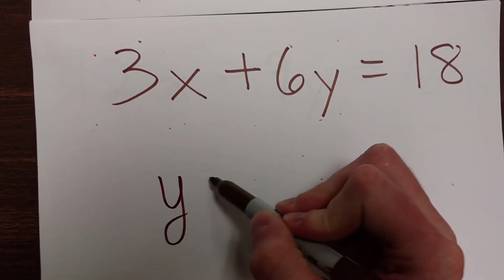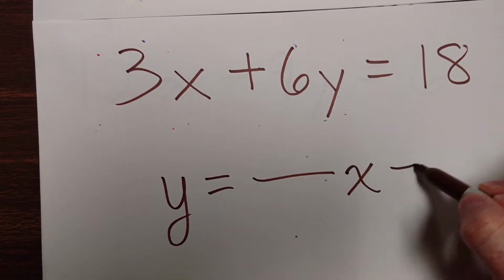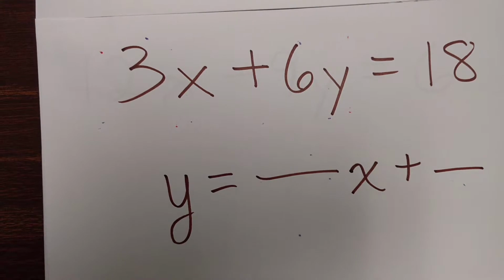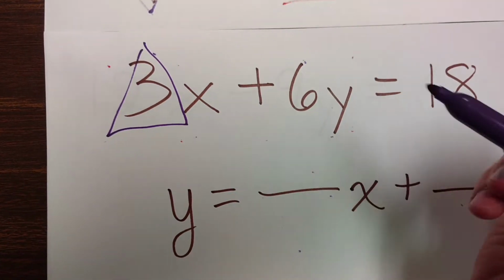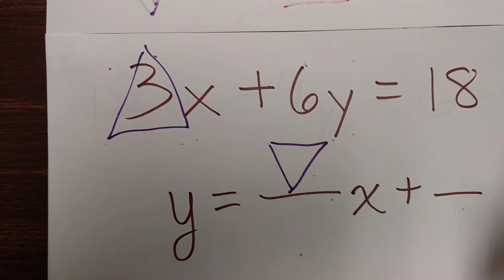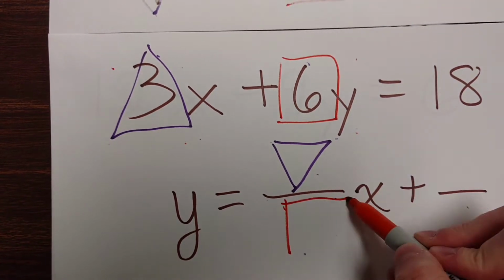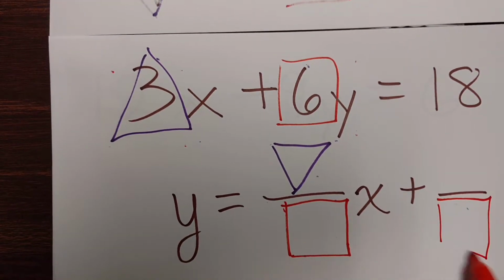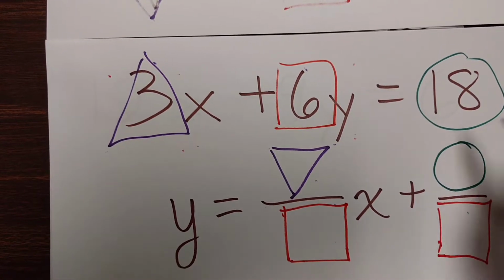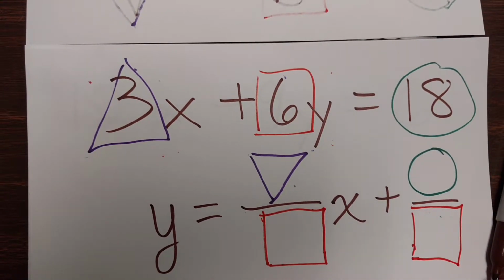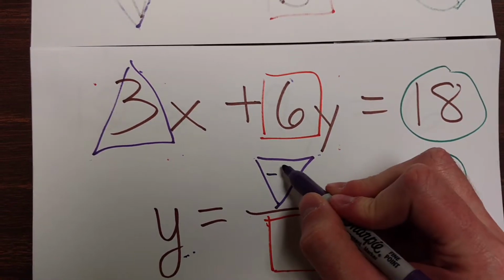I'm going to set up my equation. Now, I know I've got my triangle for A, my square for B, and my circle for C. So I've got the opposite of A. The opposite of 3 is a negative 3.